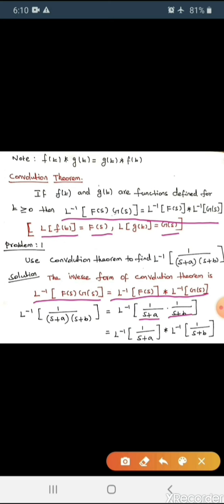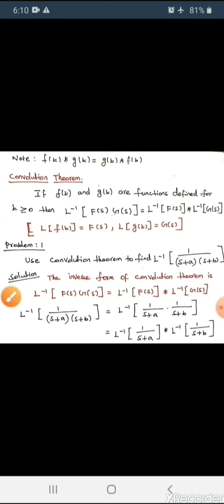So this is of the form L inverse of F of s into G of s, where you take the first term as capital F of s and the second term as capital G of s. Now by convolution theorem we can write this as L inverse of the first function, L inverse of 1 by (s plus a), convolution L inverse of the second function G of s, that is L inverse of 1 by (s plus b). Now we can apply the inverse Laplace transform formula.